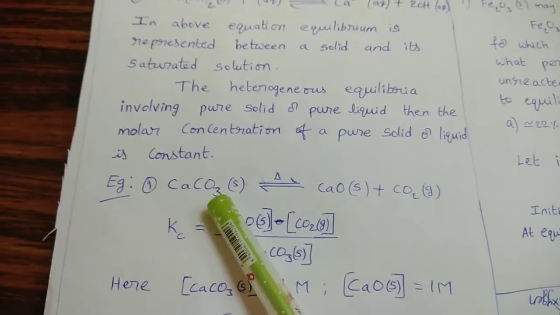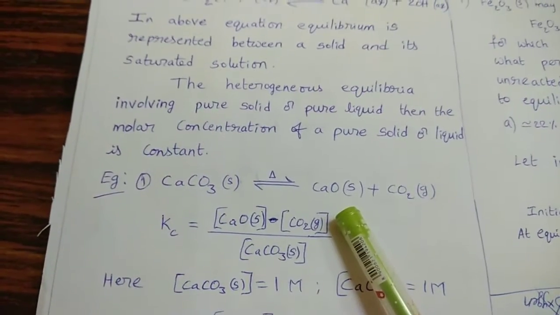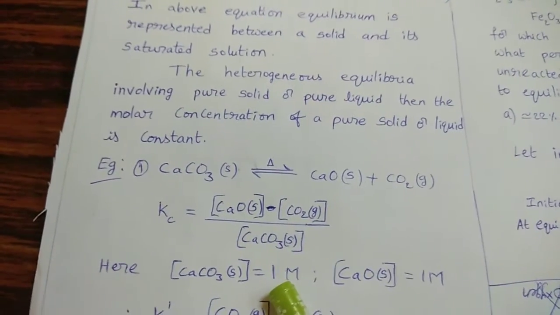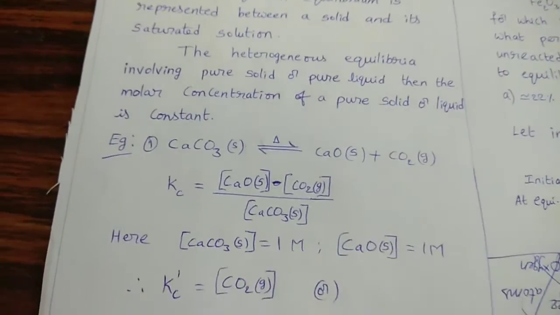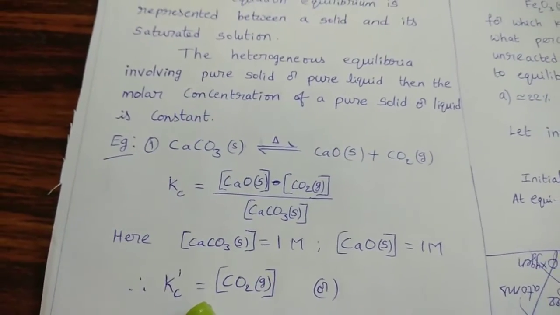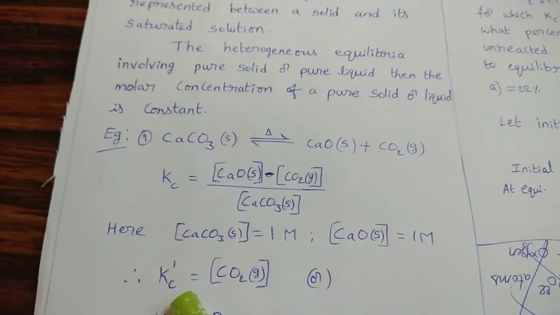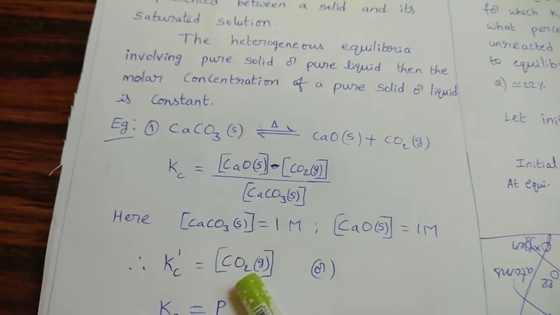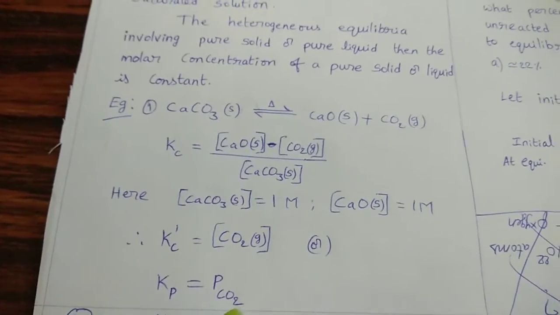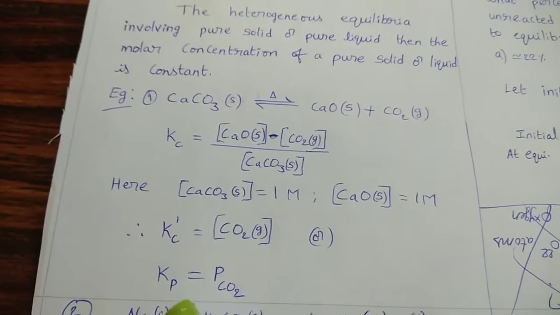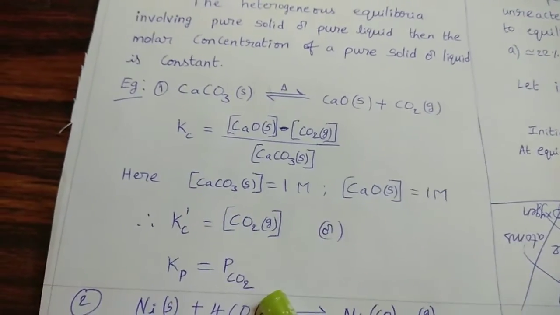But here CaCO3 and CaO are both present in solid state. Their concentration we can consider 1 molar. So finally the equilibrium constant expression for this is Kc prime equal to the concentration of CO2 gas, or in terms of partial pressures the expression is Kp equal to the partial pressure of CO2.